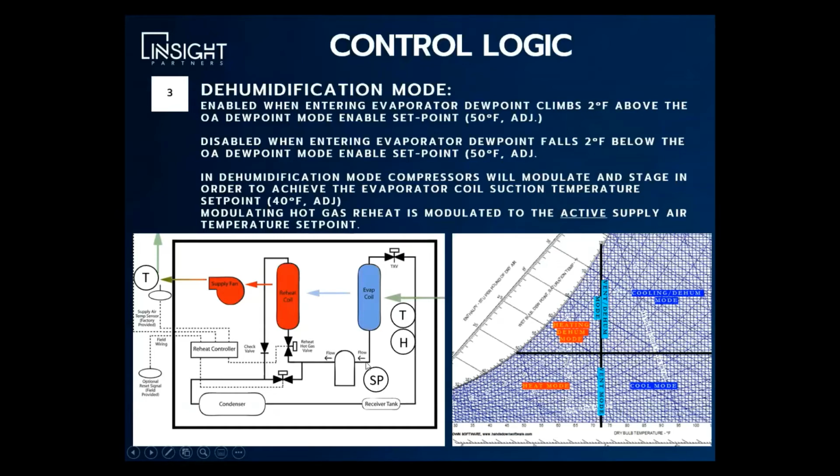We realize that there's a 10-degree approach between the evaporator coil temperature and the leaving air dew point. The modulating hot gas reheat valves are then modulated to achieve the active supply air temperature set point, whether that's heating mode or cooling mode.